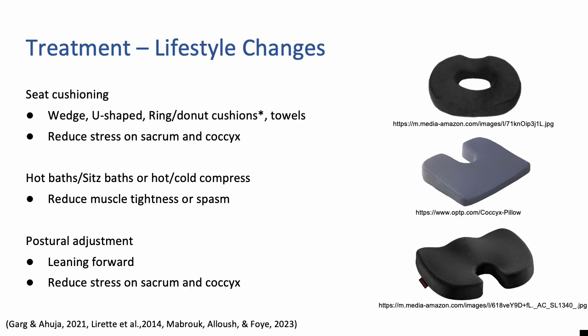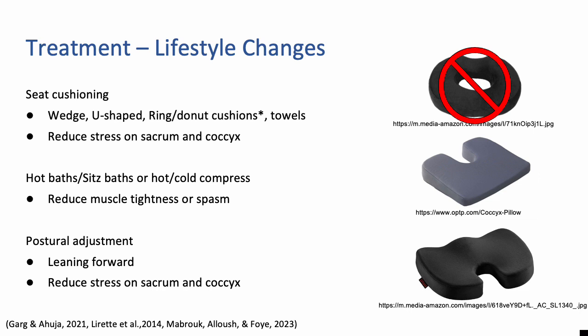So some lifestyle changes would be seat cushioning. So wedge-shaped or U-shaped cushions are actually better than the ring or donut-shaped cushions. The ring or donut-shaped cushions can increase pressure for some patients and cause more pain. There's also the option to use towels to be creative and rig up something to help reduce that stress on the sacrum and the coccyx.